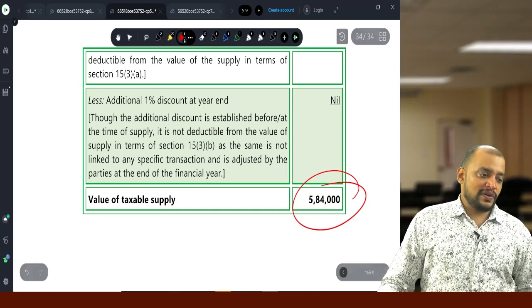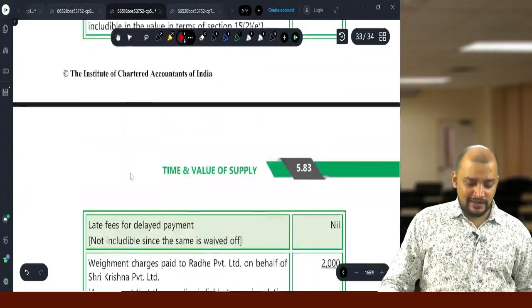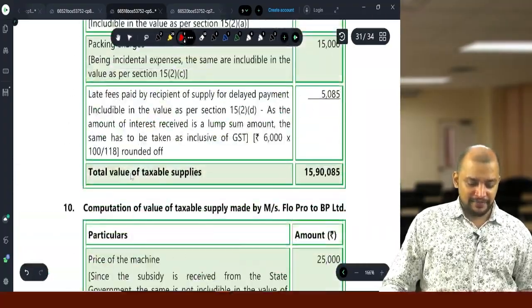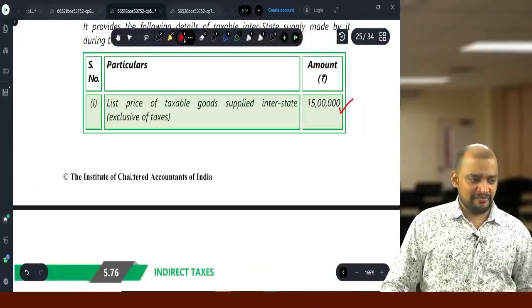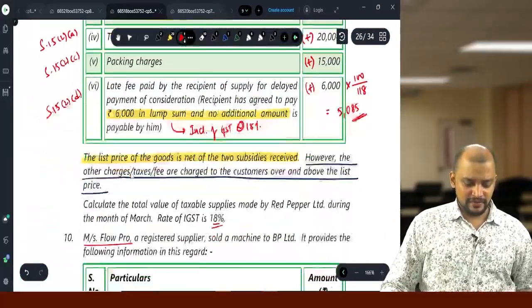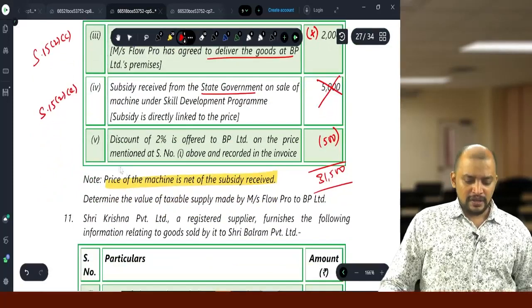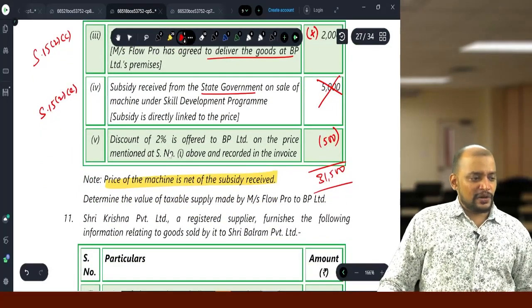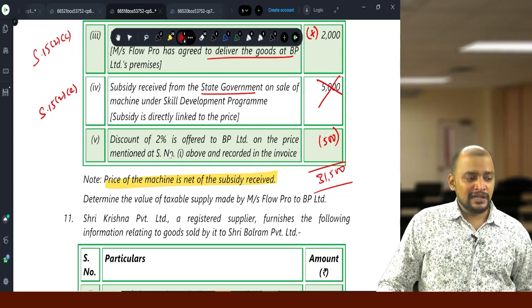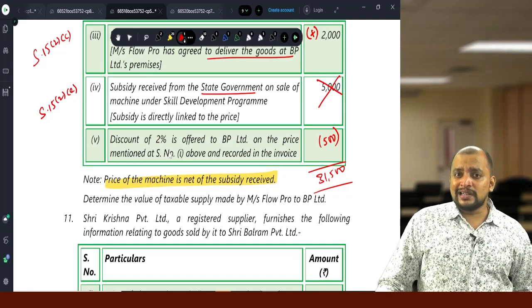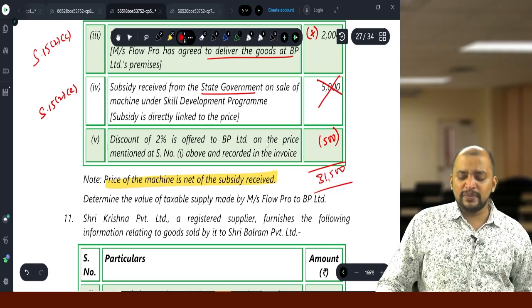Then question number 10, point number 5. What is that? Question number 10.5. Discount is allowed as deduction. So why is that connected to 15(2)(d)? 15(2)(d) is interest related. This is discount. Nowhere are these two connected.